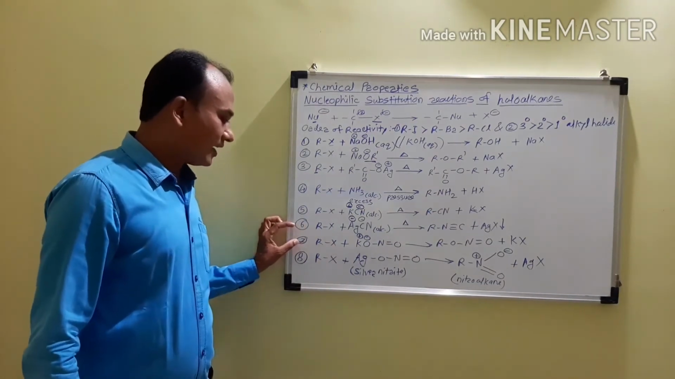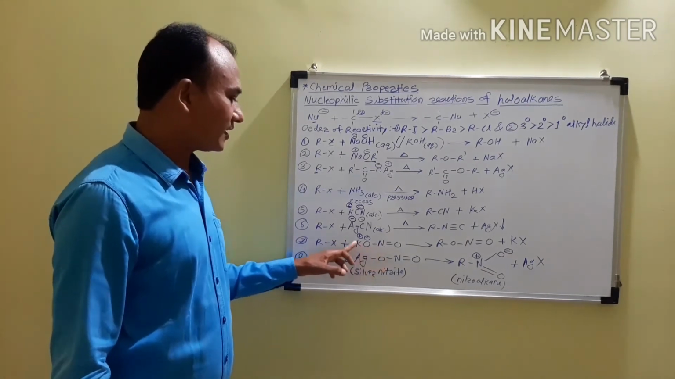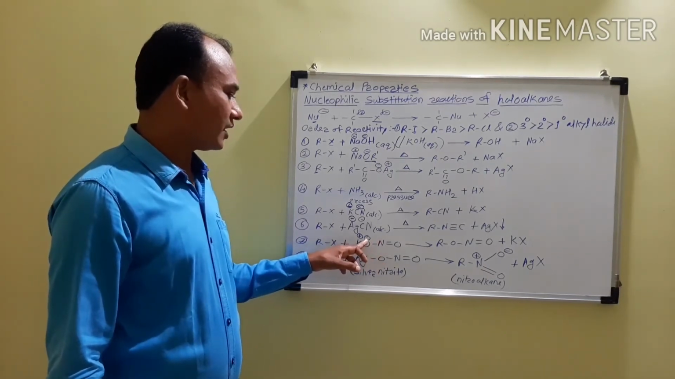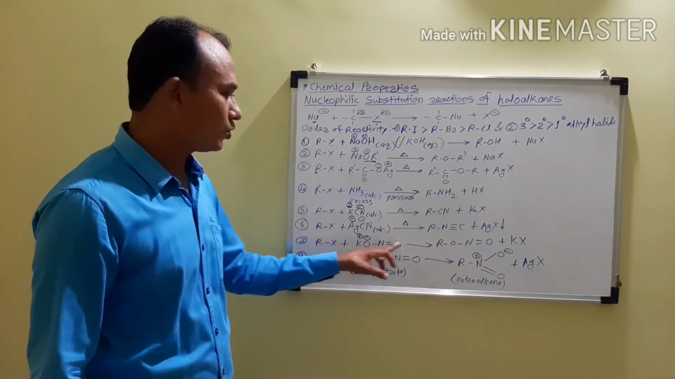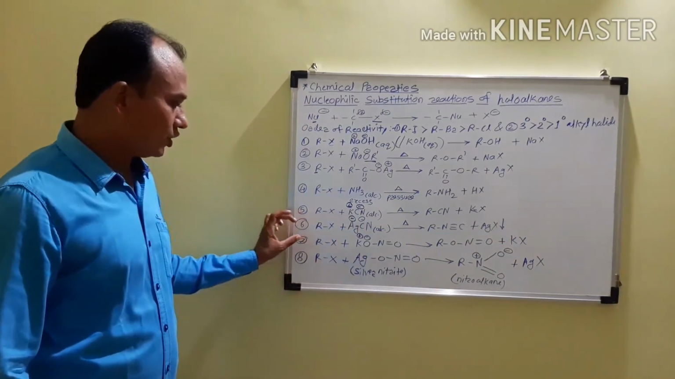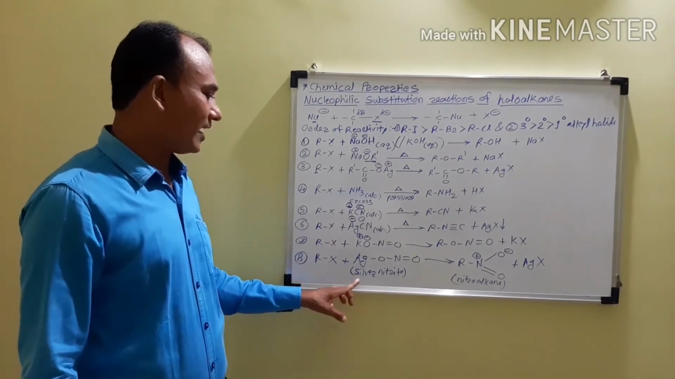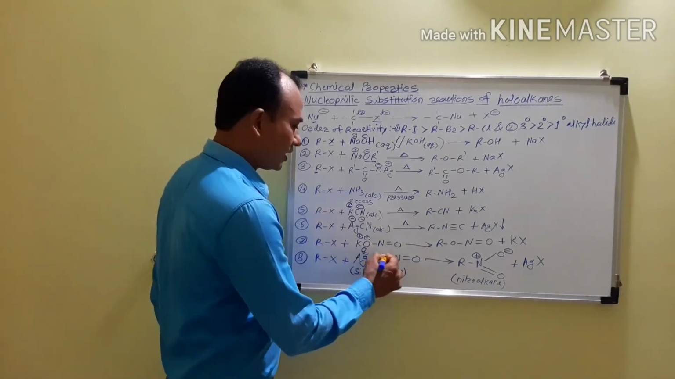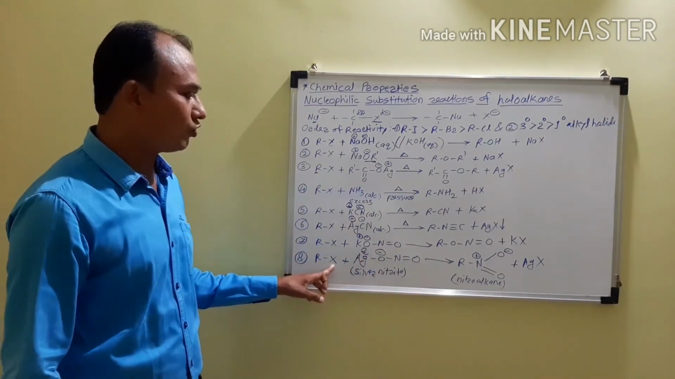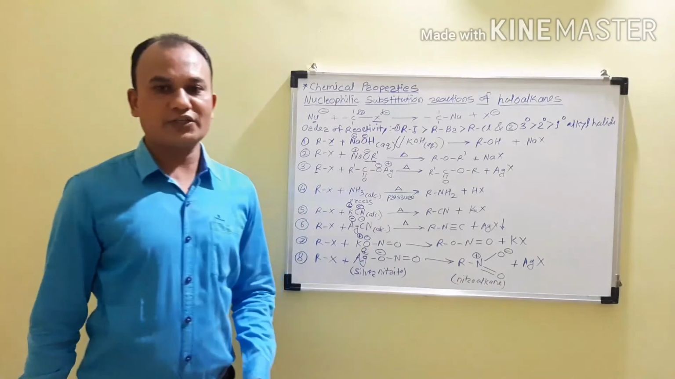Next, the example in which alkyl halides react with potassium nitrite. In that case, potassium carries a positive charge and the NO2 group carries a negative charge, and this NO2 group replaces the halogen to give an alkyl nitrite and the salt. So this is also a nucleophilic substitution reaction. Next reaction, when alkyl halide reacts with silver nitrite. In that case, silver carries a positive charge and this nitro group carries a negative charge. This nitro group replaces the halogen to form a nitroalkane and the salt. So all these are nucleophilic substitution reactions.